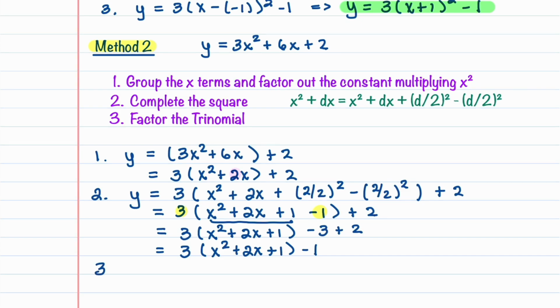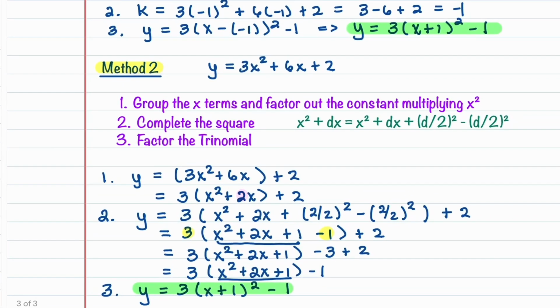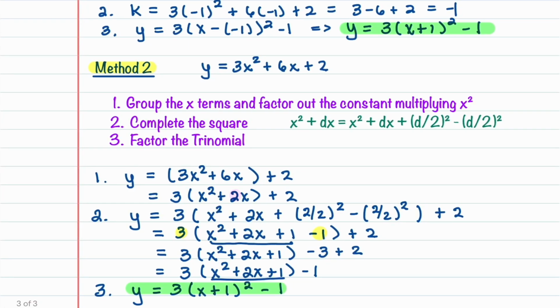And then we can do our third step, which is to just factor our trinomial. This gives us y is equal to 3. Here's our trinomial, and it factors into x plus 1 quantity squared minus 1. And that is our final answer. We'll pull this down a little bit so that you can see that it agrees with the answer that we got in method number 1.